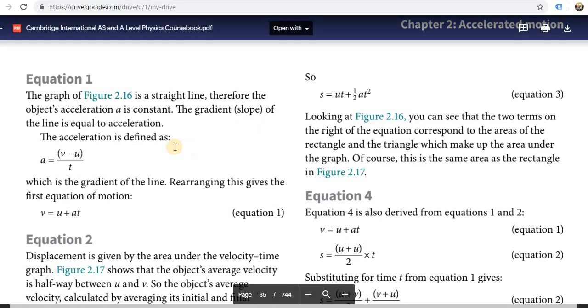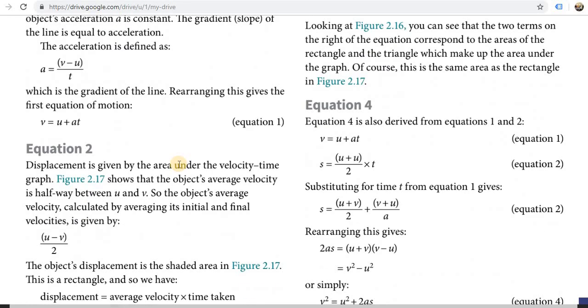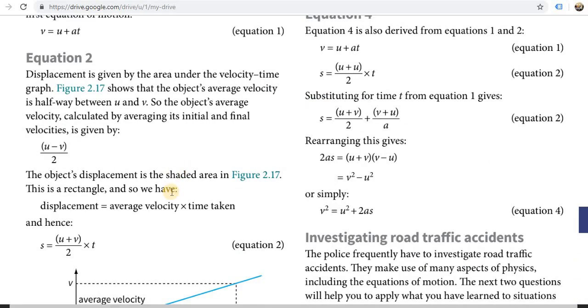Okay, so the first equation, I already explained how to get that equation. It is the gradient of the graph, and if you rearrange, you will get v equals u plus at. This is the first equation, equation number 1, out of those 4 equations that you saw. This is the first one. Then let's see how to get the second equation.